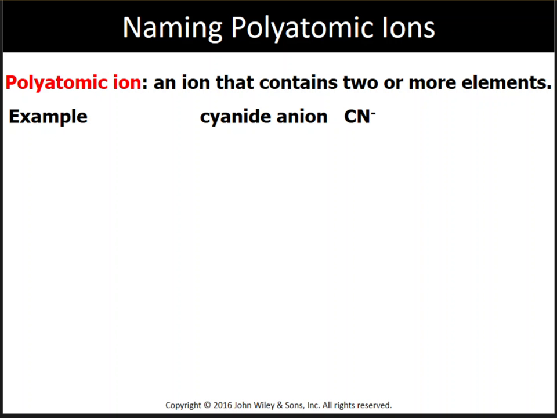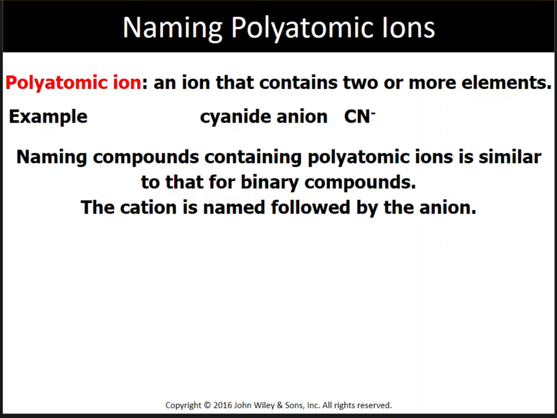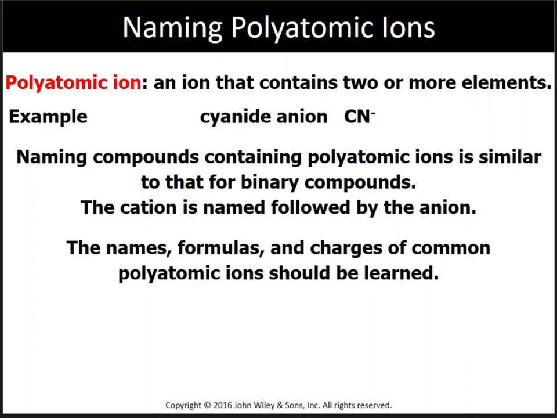Now let's look at compounds that contain polyatomic ions. Polyatomic ions are ions that are composed of two or more elements. For example, CN⁻ is called a cyanide ion. It's considered a polyatomic ion. And there are many more examples that I will show you.